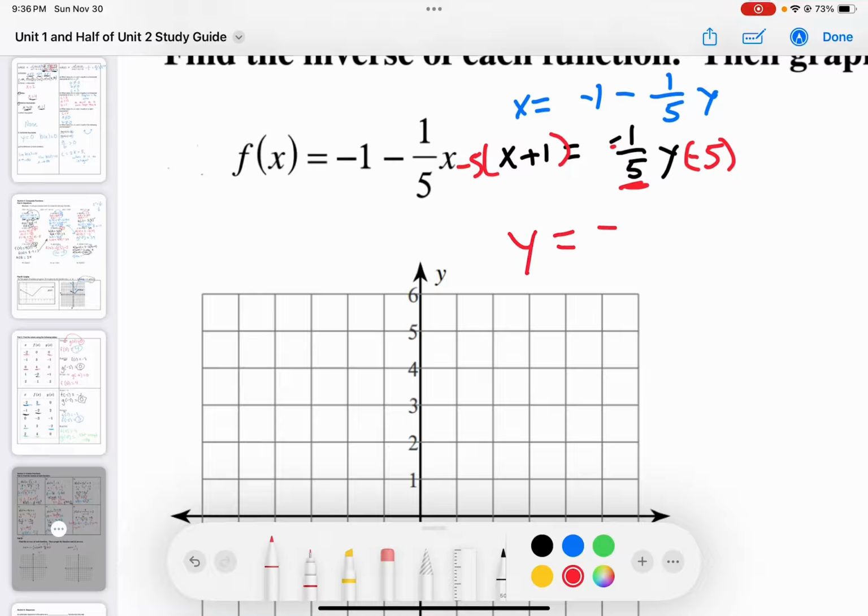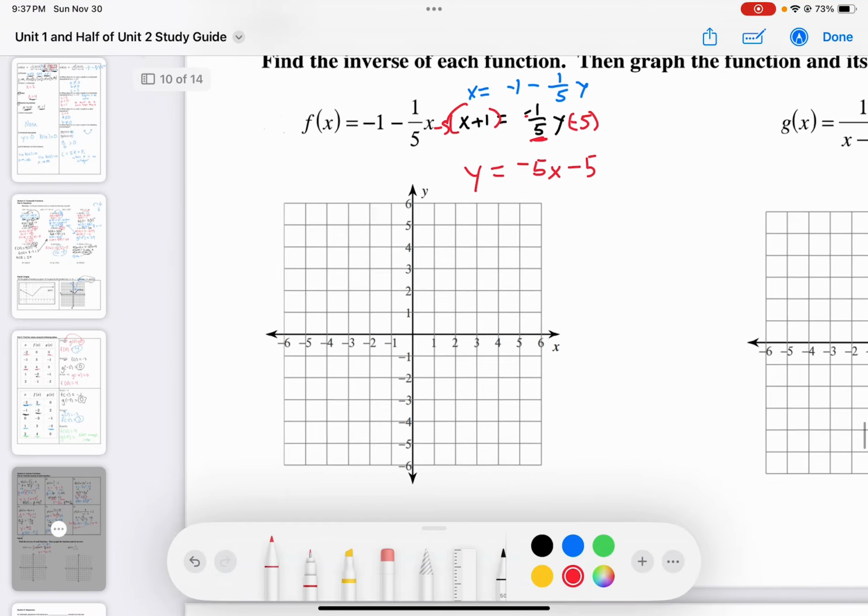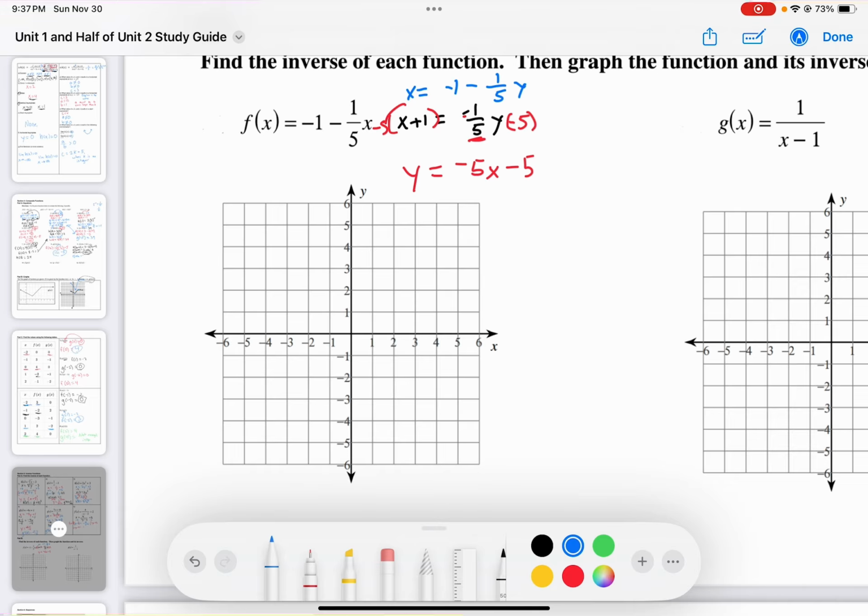Hopefully my algebra makes sense to you. Distribute this, we get -5x minus 5. And so now I can graph this equation. I'm going to start at -5. I need to go down 5 over 1. The slope here is -5. It's the same as going in this direction. There we have it. There's the graph of the inverse of x.